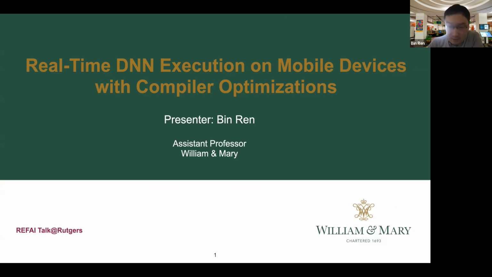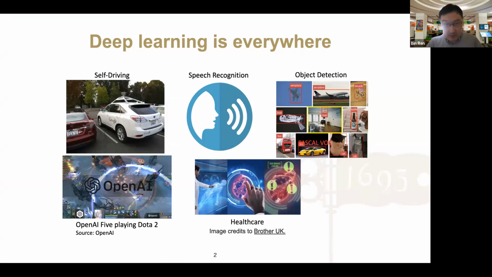Good morning, everyone. Today, I'm going to present real-time DNN execution on mobile devices with compiler optimizations. At first, let's look at some background information. As we all know, nowadays deep learning and deep neural networks are everywhere. Many real-world applications require deep neural network capabilities, like self-driving, speech recognition, object detection, and we also need them in gaming scenarios and healthcare applications.